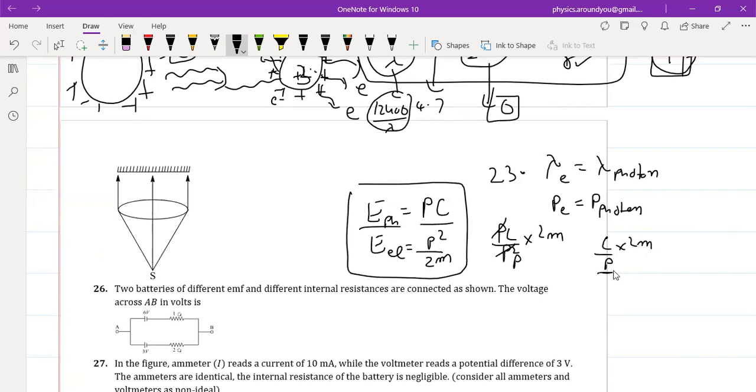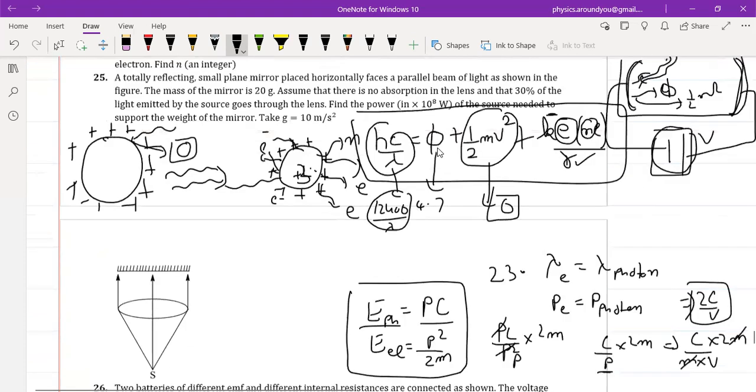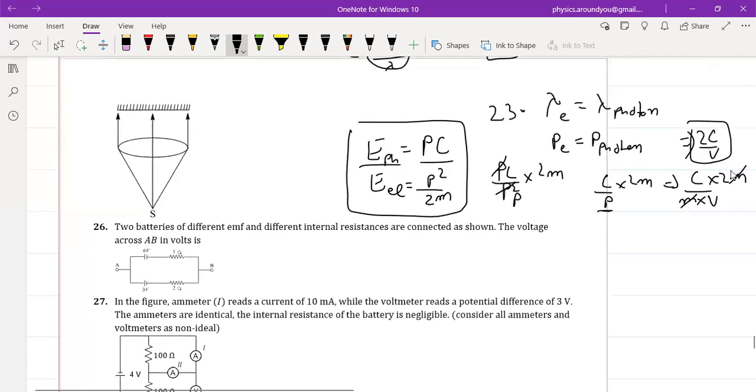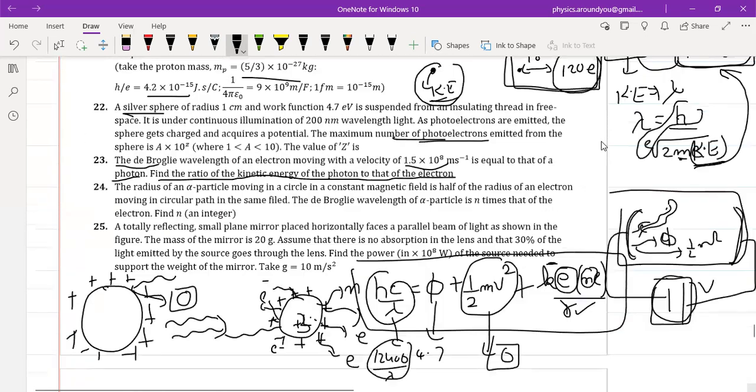How do I know the p value? p is nothing but mv. We know the mass of the electron. m into v, whatever v they have given, into 2m, right? Now, the m's get cancelled. The ultimate answer you'd get is 2c by v. So it would be 2 times the speed of light by the speed of the electron, whatever they have given. You substitute, you'll get an integer as an answer. That is question number 23.